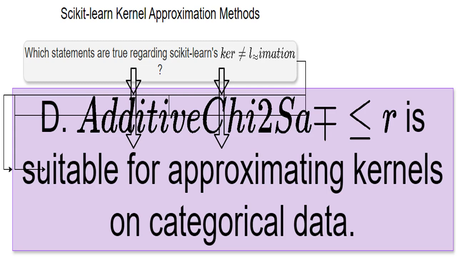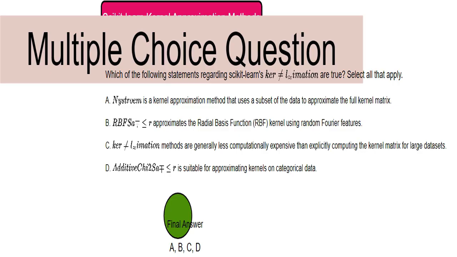Finally, let's talk about Additive Chi2 sampler. Categorical data, like colors or types, isn't easily handled by standard kernels. Additive Chi2 sampler is specifically designed to work well with this type of data by approximating kernels relevant to categorical features.